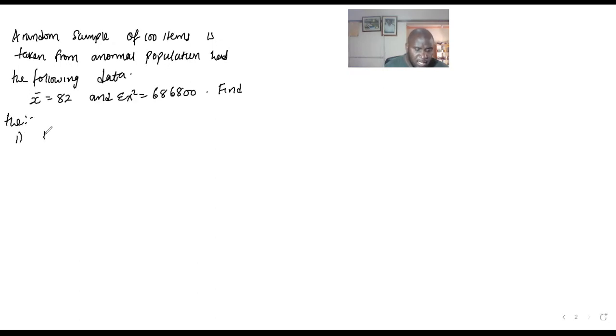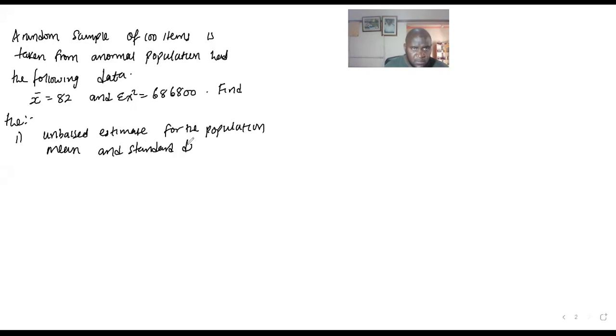Find one, the unbiased estimate for the population mean and standard deviation. Now, those of you who don't remember these things, you are finished. Two, the 97% confidence interval for the population mean.